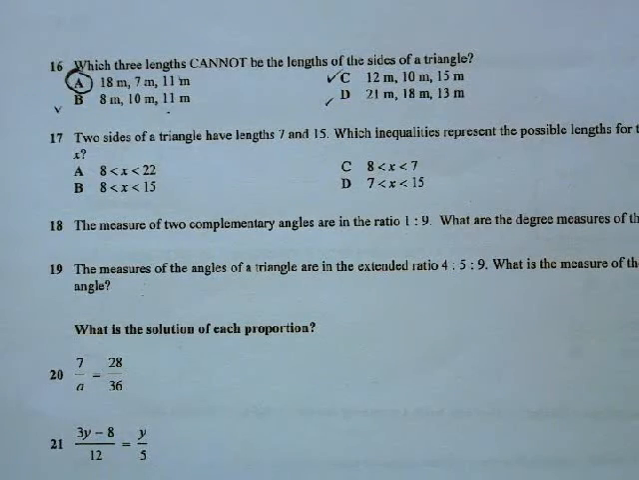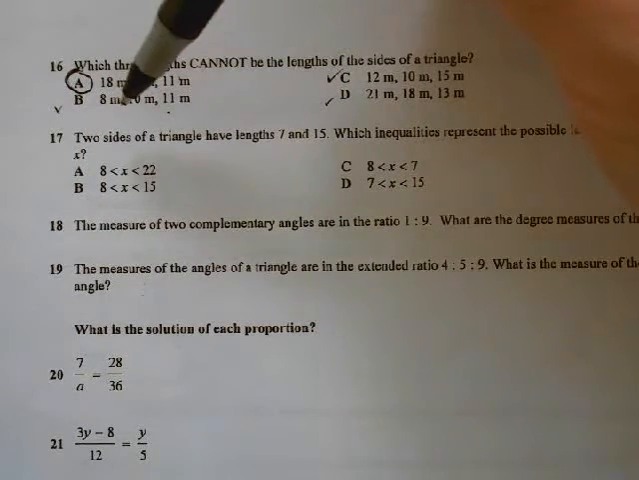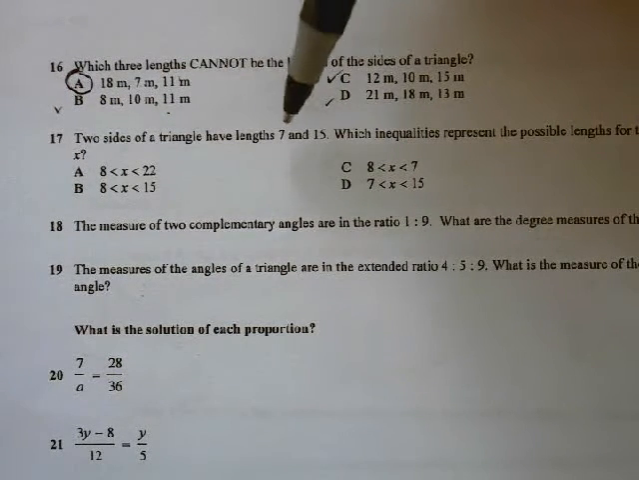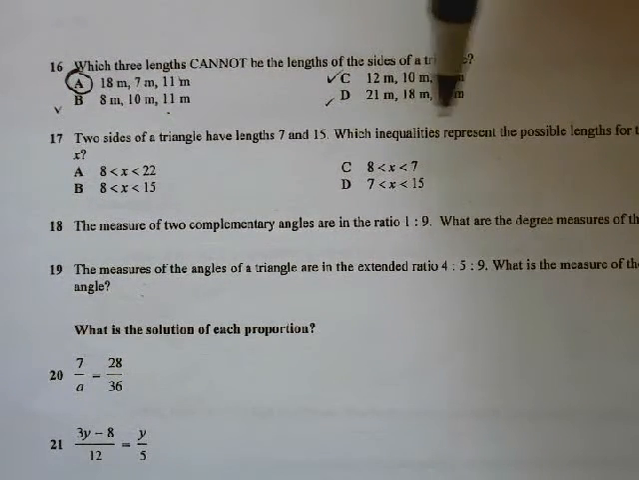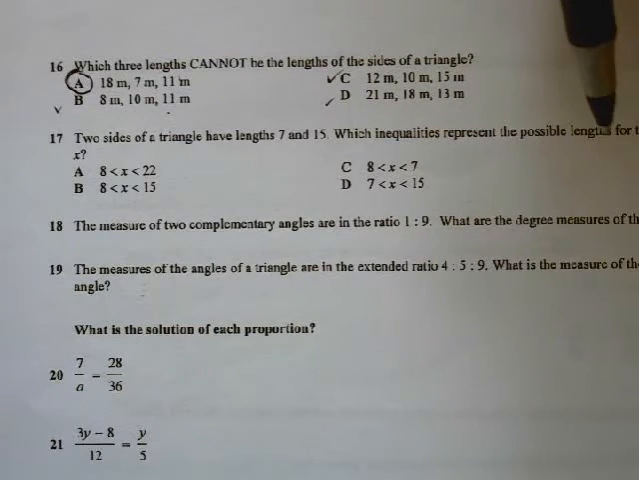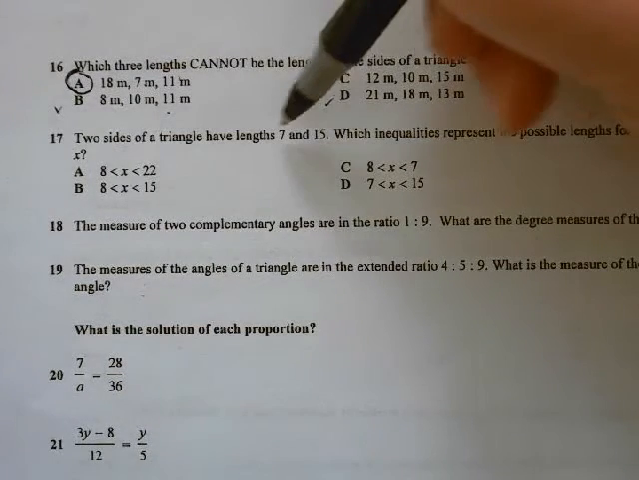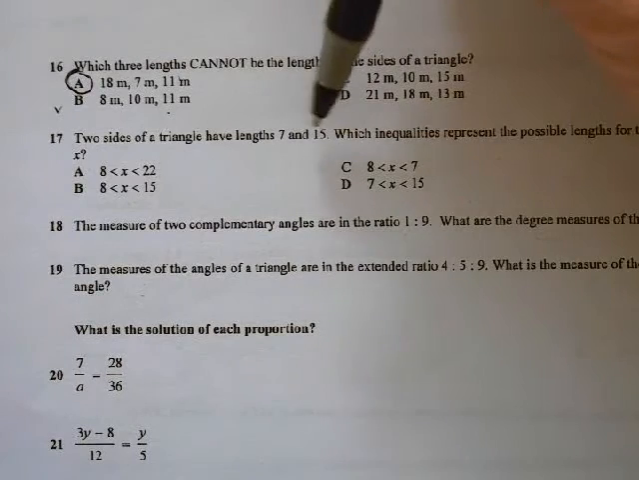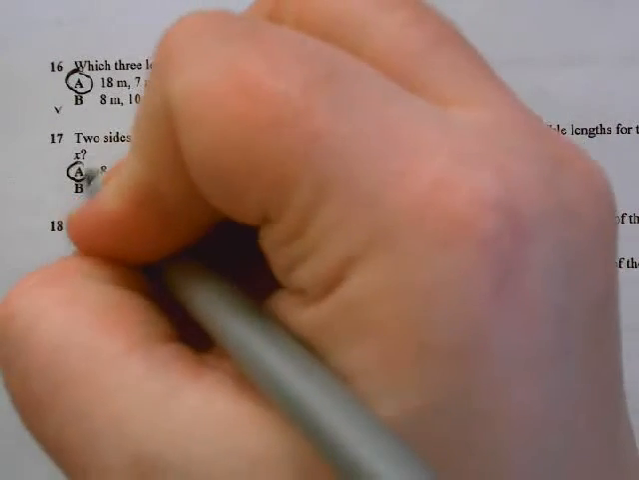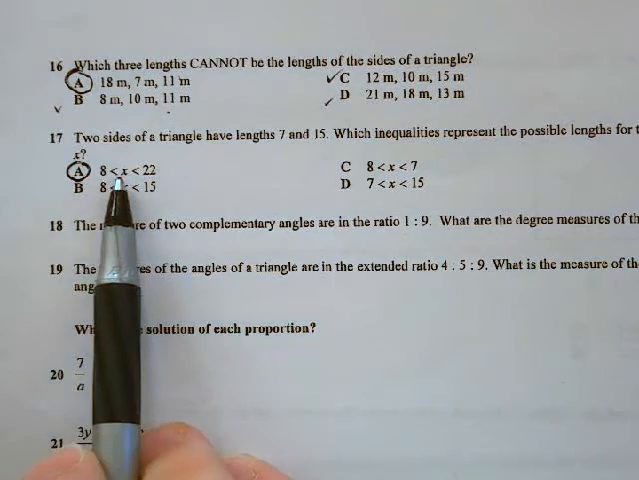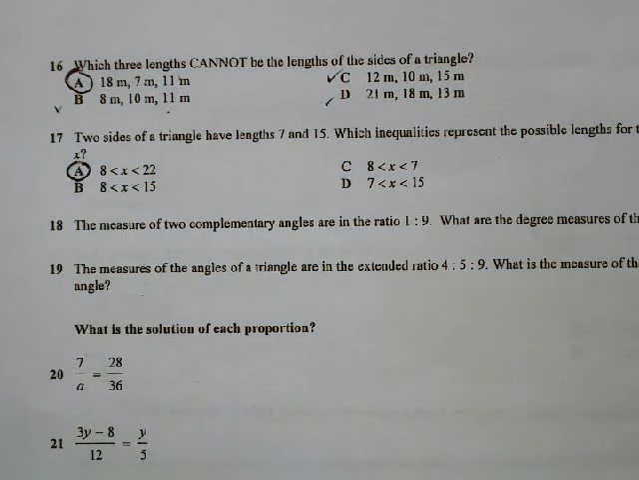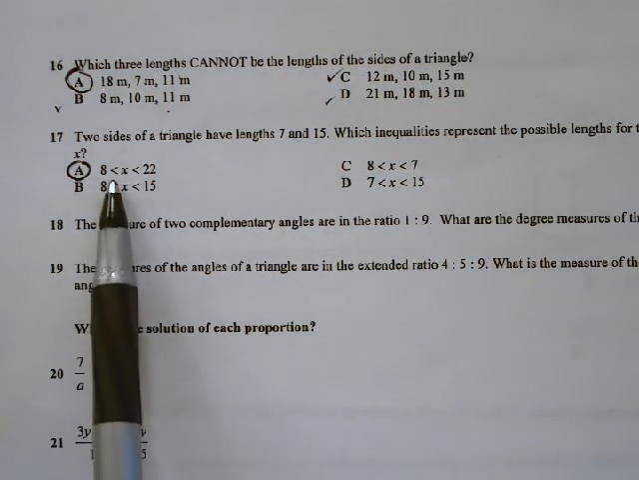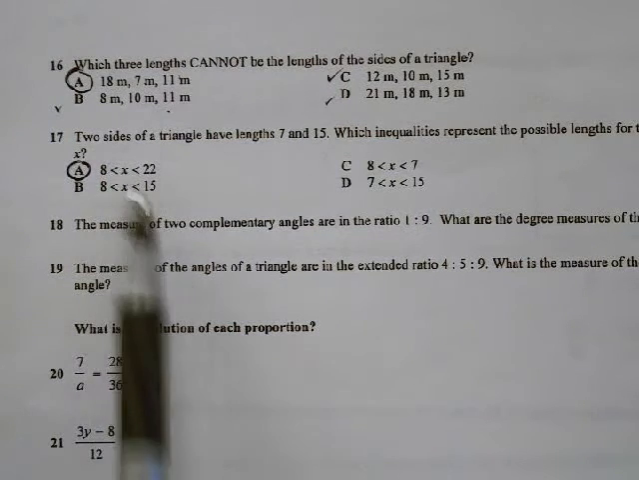Number 17. Two sides of a triangle have lengths of 7 and 15. Which inequalities represent the possible lengths for the third side? So 15 minus 7 gives me 8. So 8 is my small limit. And 7 plus 15 is 22. So x is greater than 8 but less than 22. So remember, these don't have equal signs underneath, meaning 8 is not an appropriate answer, or 22. It has to be greater than 8 but less than 22.